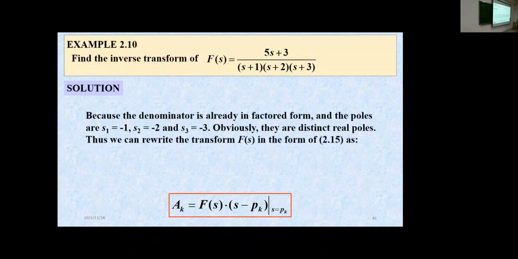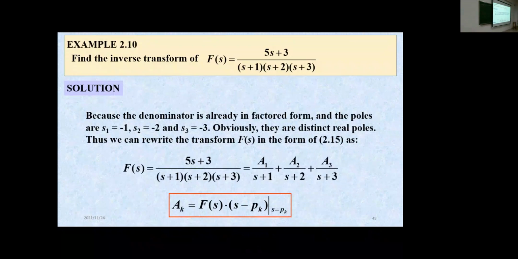Then, because the denominator is already factored, and the poles are at -1, -2, and -3, obviously they are just real poles, so the transform F(s) can be written in the form of partial fractions, right? And what we don't know right now is how to solve for each coefficient.